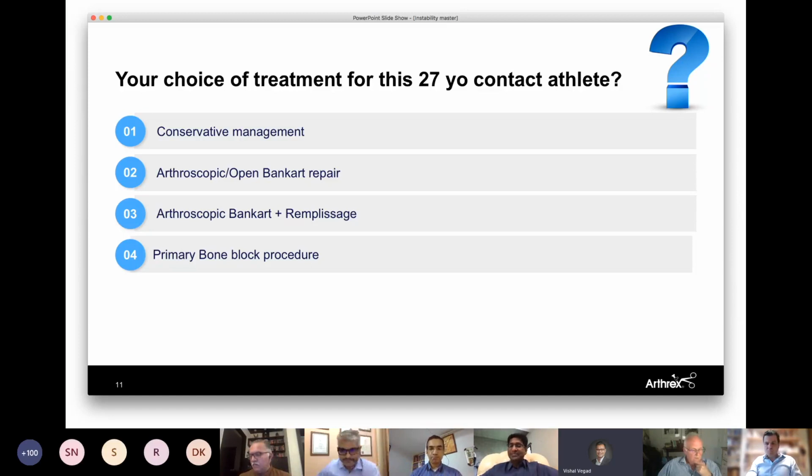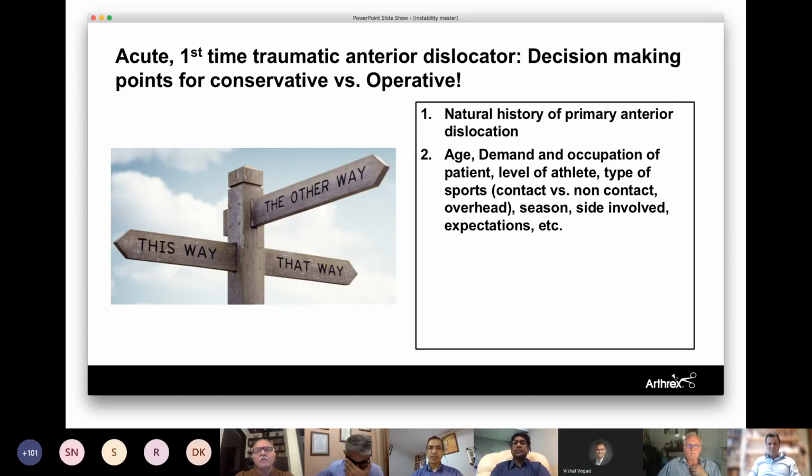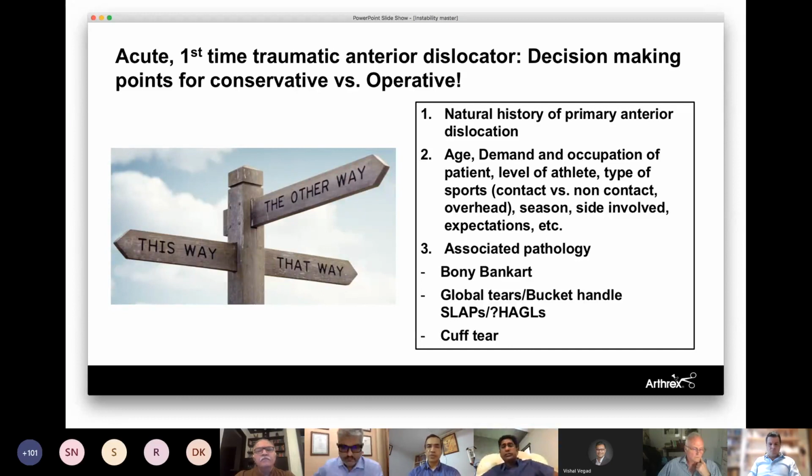Okay, let's go on. Dr. Pandey. So as we discussed, how do we make this decision? There are many reasons behind deciding whether you would operate on these patients or leave them on conservative treatment. One of the most important is the natural history of primary anterior dislocation, which we just discussed a couple of slides back. Then the age of the patient, the demand, occupation, level of athlete, contact or non-contact sports, which side is involved, the season, whether it is finishing or beginning, the expectations of the patient, coach, parents, and the associated pathology.